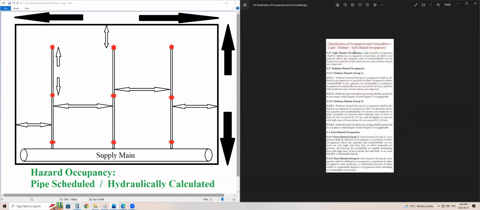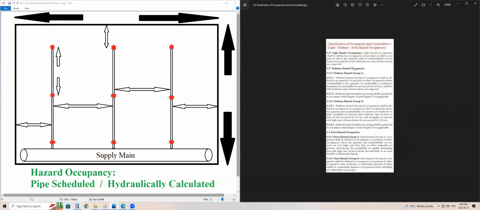Then this is just a classification. I'm not going to read all of this to you. You can feel free to screenshot all of this if you wish. But this is just a quick general description of what each hazard occupancy really is. So it kind of gives you a breakdown. It doesn't give you any examples, but that's going to be coming up. So I'll just read the first one to you. Light hazard occupancies shall be defined as occupancies or portions of other occupancies where the quantity and/or combustibility of contents is low and fires with relatively low rates of heat release are expected.